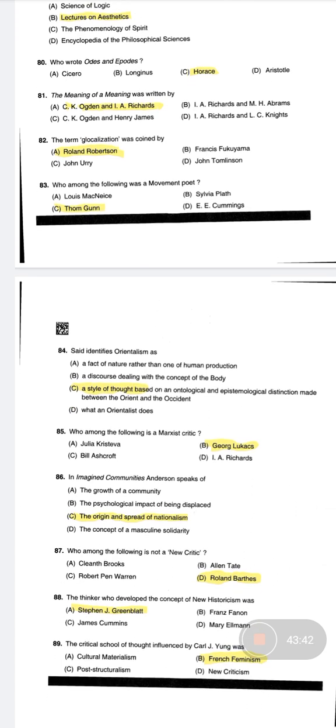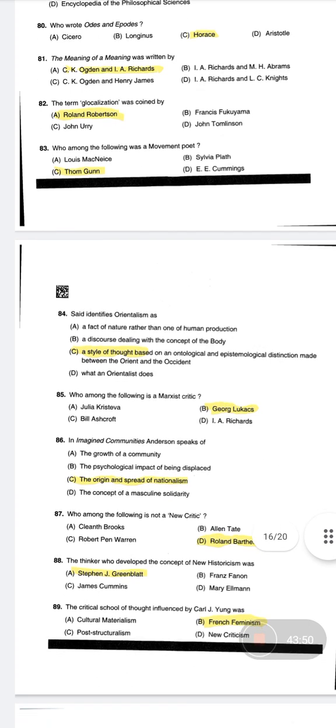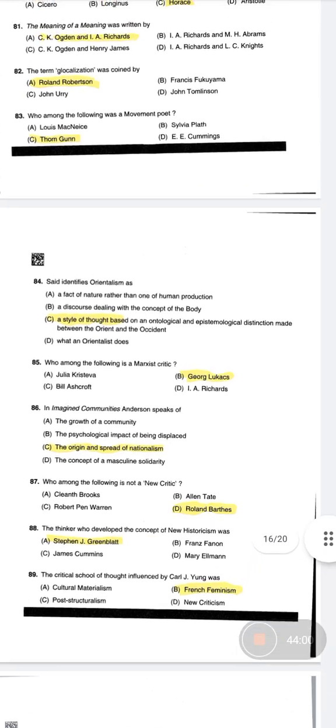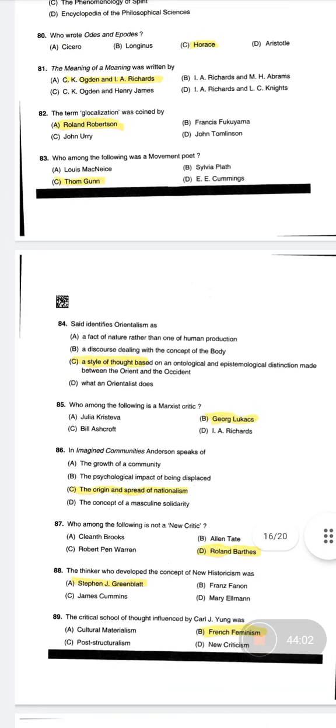Question number 81. The Meaning of Meaning was written by C.K. Ogden and I.A. Richards. Question number 82. The term globalization was coined by Roland Robertson. The right answer is Roland Robertson. Question number 83. Who among the following was a Movement poet? Thom Gunn is the right answer. Thom Gunn was a Movement poet.